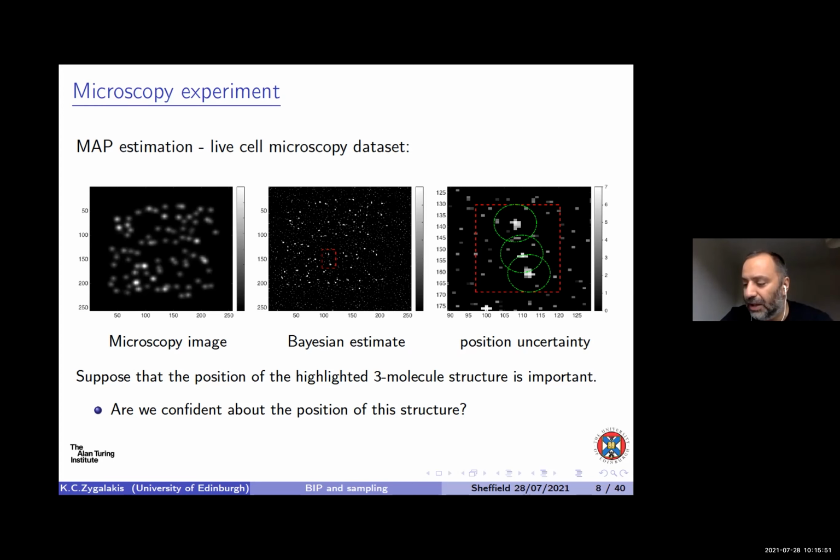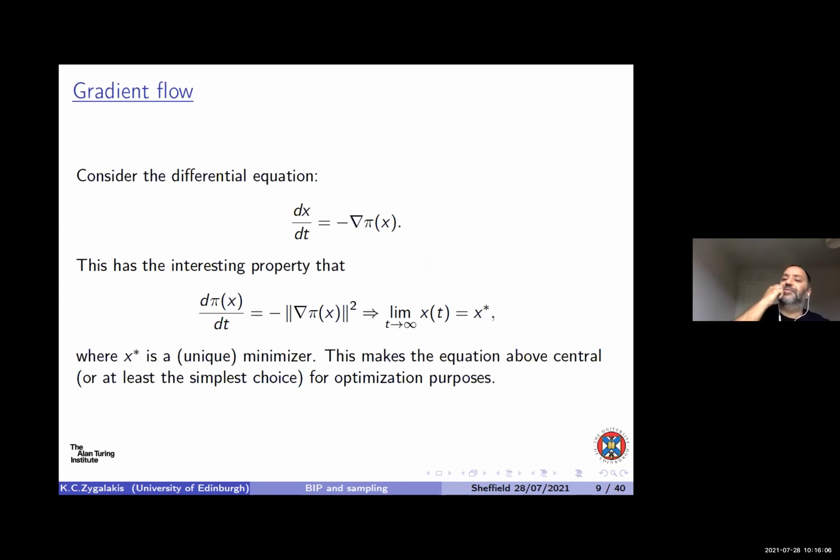So before I finish my introduction, I would like to tell you a few things about the two computational devices that we're basically going to be using to find solutions to optimization and sampling problems. Okay, and the first computational device is just an ordinary differential equation, which I'm sure that most of you, if not all of you, are familiar with, and it's called the gradient flow. Okay, it's a very simple differential equation.